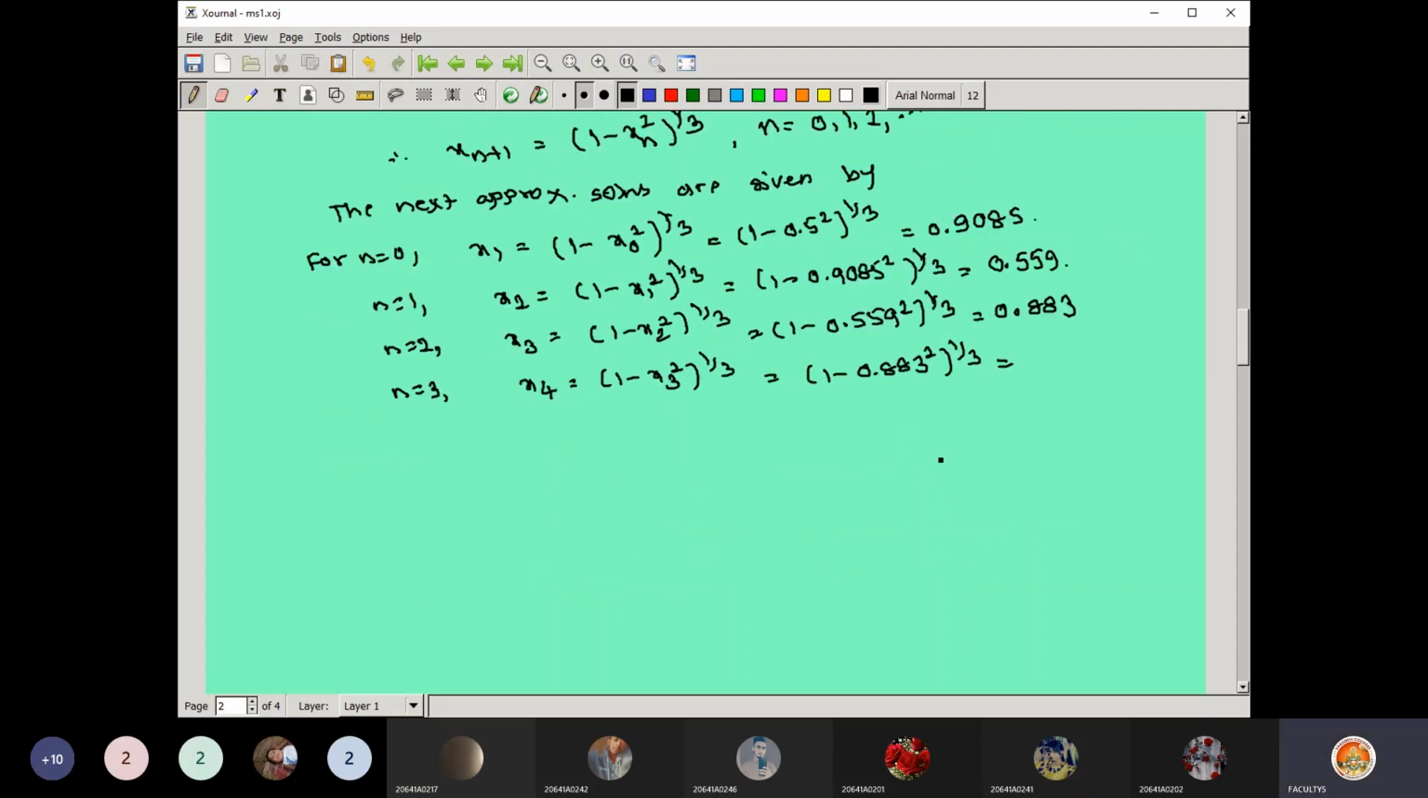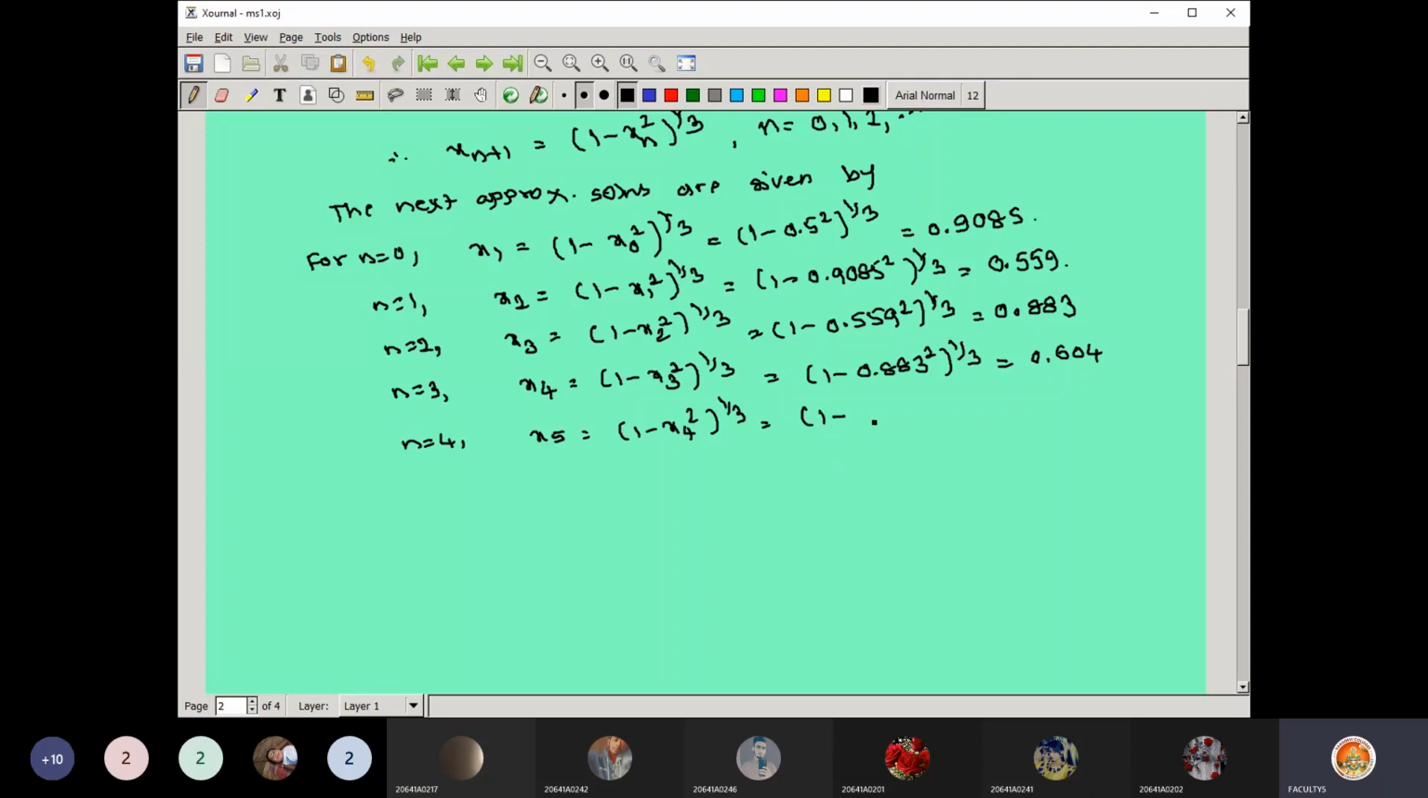Same bracket button, 0.604. So the answer is different. Now it is going to the next value, n equal to 4. So x5 is equal to (1 minus x4 squared) to the power 1 by 3. So I'm substituting different n values in your x(n+1).